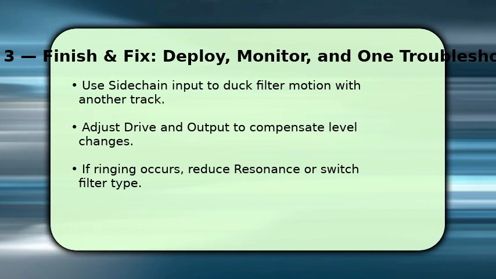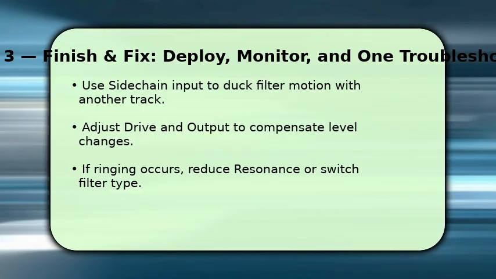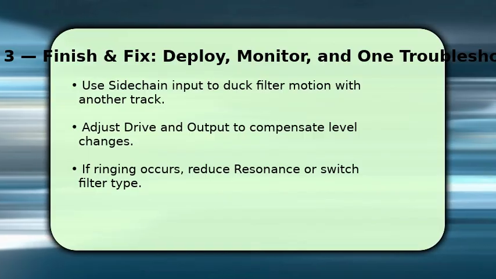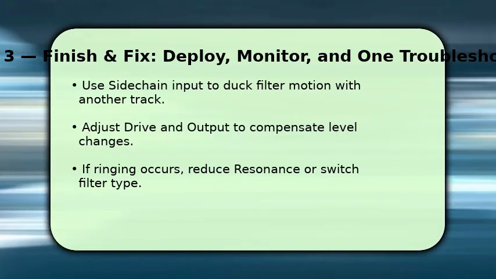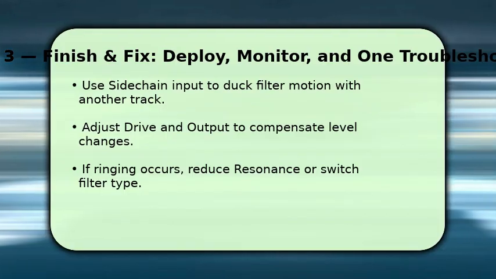If you need the filter to respond to a kick or vocal, route sidechain input and set the envelope follower accordingly. Once done, automate wet/dry or map macro knobs for quick control. If you hear unpleasant ringing or phase issues, reduce resonance or change filter type. These fixes usually solve tonal artifacts while keeping the creative.